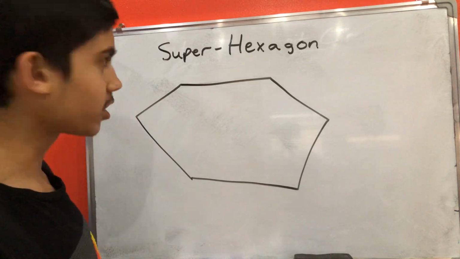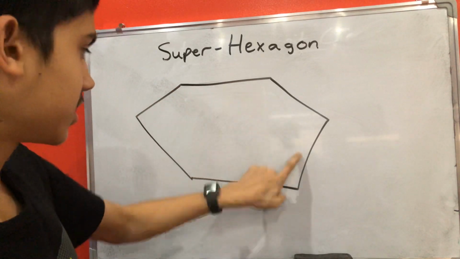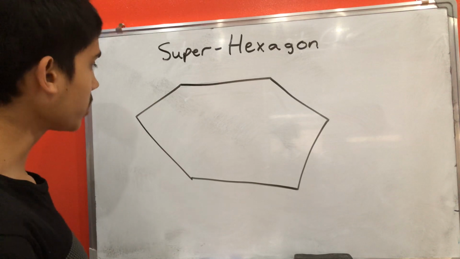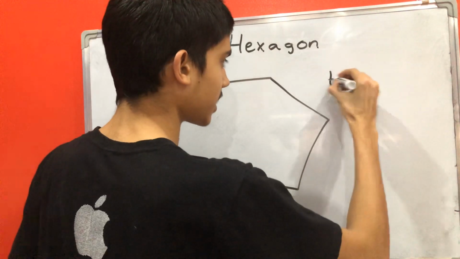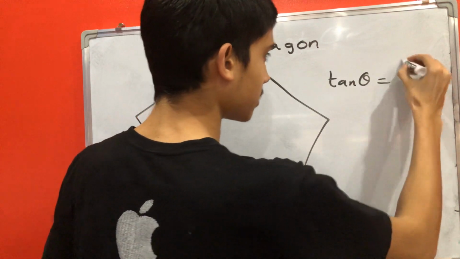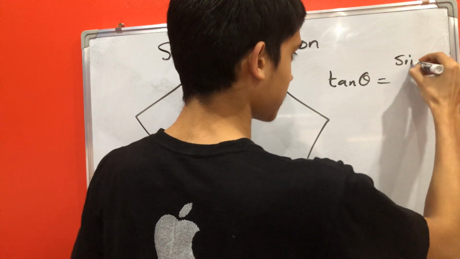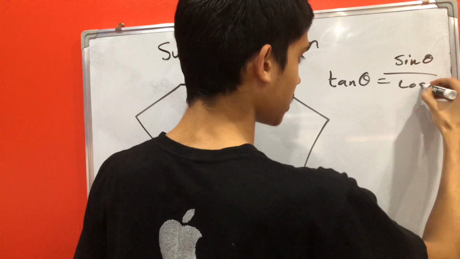So whenever we need a trigonometry formula, we draw this hexagon, 6 sides. And what we have to do is remember just one thing. We have to remember that tan theta is equal to sine theta divided by cosine theta.